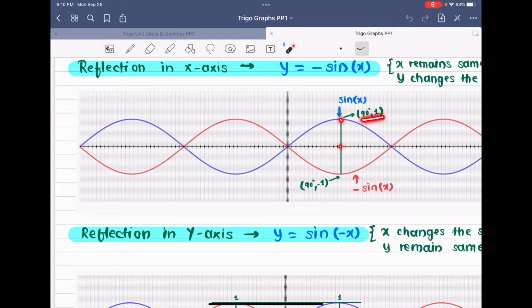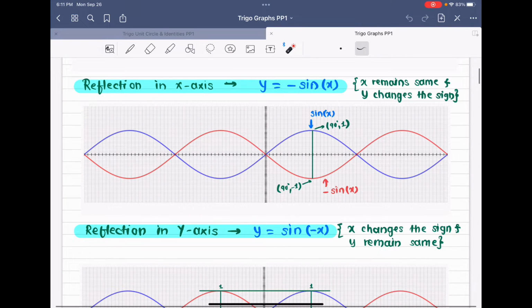If I do the reflection in the x-axis, it acts as a mirror, so the upward point is looking downward. So x is the same for both, that is 90, but the y value, which is positive 1, now becomes negative 1. Throughout this diagram, the blue curve is your original curve and the red curve is your reflected curve, which is negative sine x.